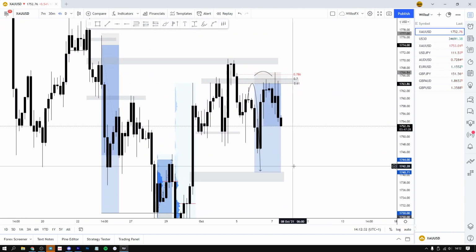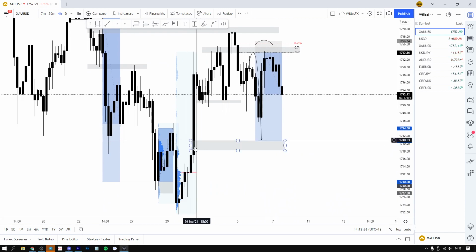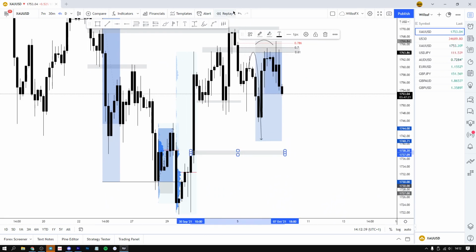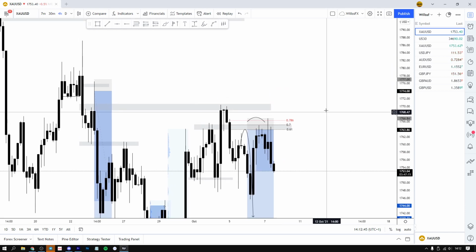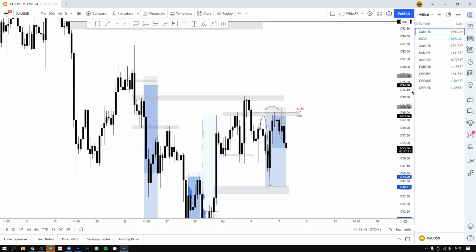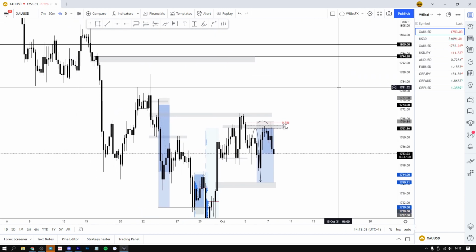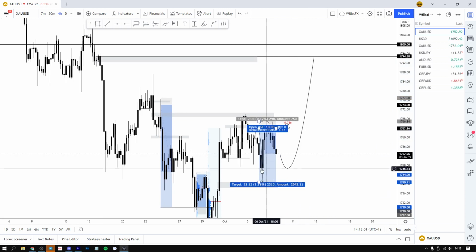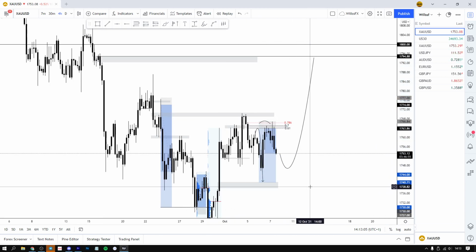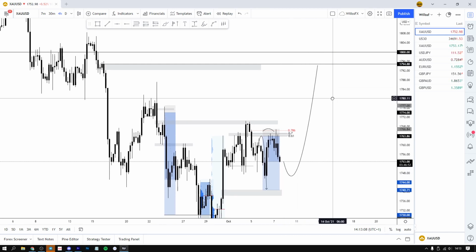You could target this 1740, which is almost at the bottom of this imbalance. You could target this area as well to fill the whole imbalance. But I do see price possibly making a move to the upside soon, because we have that NFP tomorrow. If the NFP news comes out, I predict we could see this sort of thing happen like this. So push down, take out this low here, or take out the 1740, and then make a push to the 1800 area. Obviously, this is fully dependent on the NFP news which comes out. So obviously, see how that goes before we make any trades based off of it.